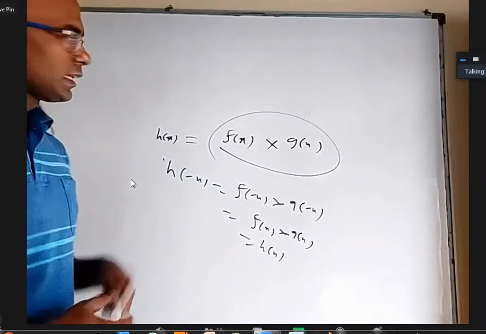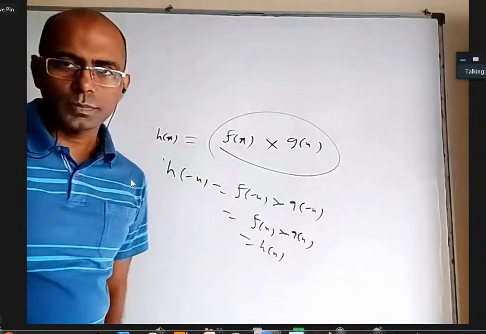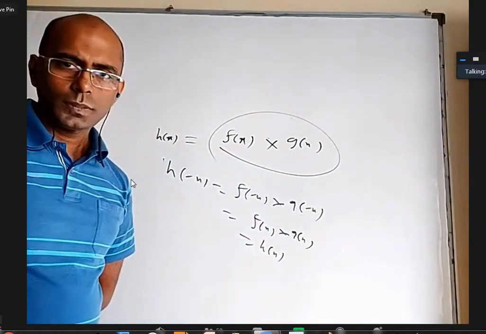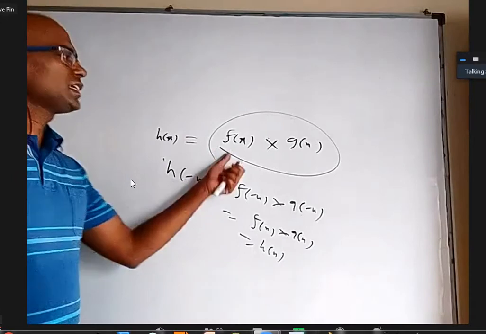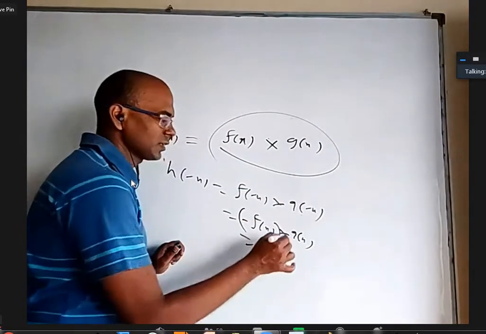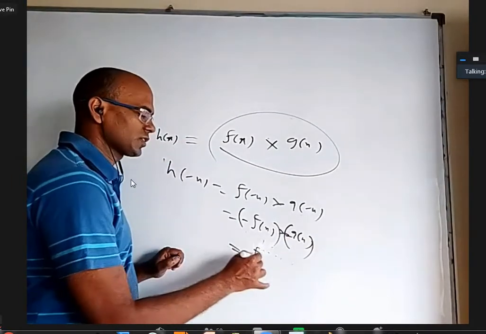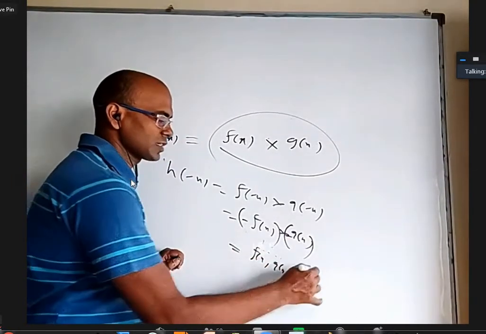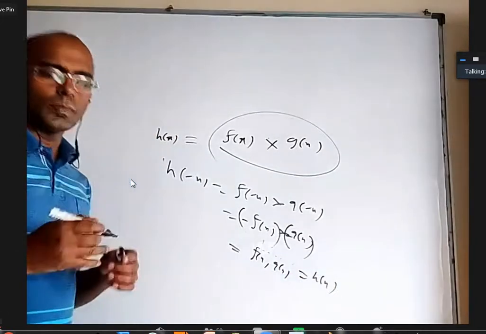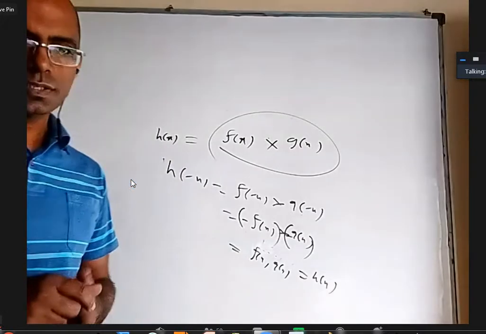If f is odd and g is odd, what will the product function be? Even function. Even though each one of them is odd, it will be even because you'll have minus f of x, minus g of x. Together it will be plus f of x into g of x only, which is h of x. So when you multiply 2 even functions also it is even. When you multiply 2 odd functions also it is even.